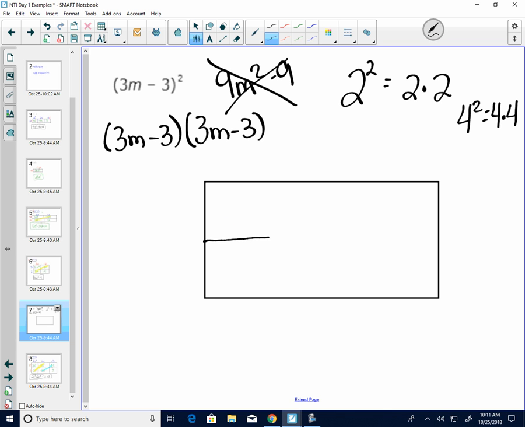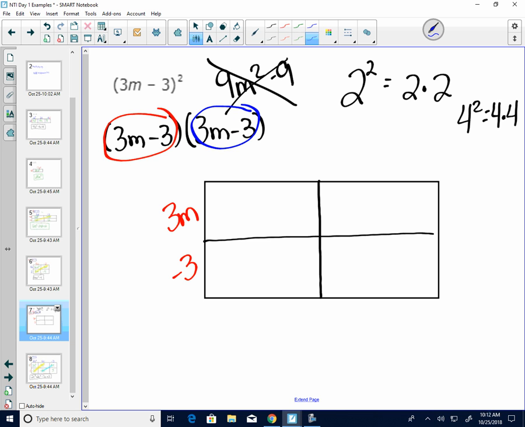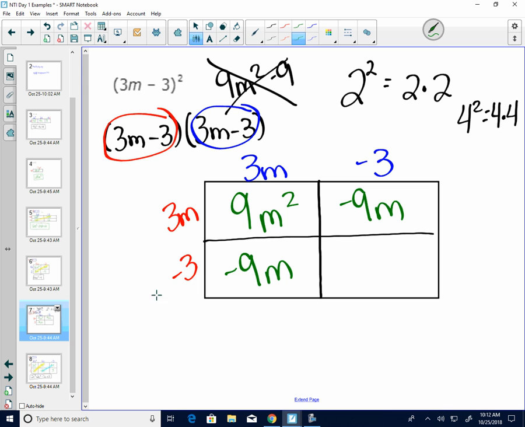So that means if I'm doing the box method, I'm going to split my box in 2, because this polynomial has 2 terms. That one has 2 terms. They just happen to be the same thing. So I'm going to put 3m minus 3 down the side, and I'm going to put 3m minus 3 across the top. So 3 times 3 is 9. M times m is m squared. Negative 3 times 3 is negative 9m. And then 3 times negative 3, that's negative 9, and we keep the m. And then negative 3 times negative 3 is a positive 9.